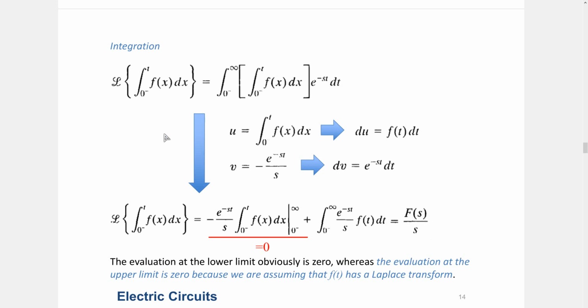So the evaluation at the lower limit is 0, whereas the evaluation at the upper limit is also 0, because we are assuming that f(t) has a Laplace transform, because we are only dealing with functions that have a Laplace transform. Because of that, we get 0, and the next term will be 1 over s times F(s). And this is also a handy relationship.